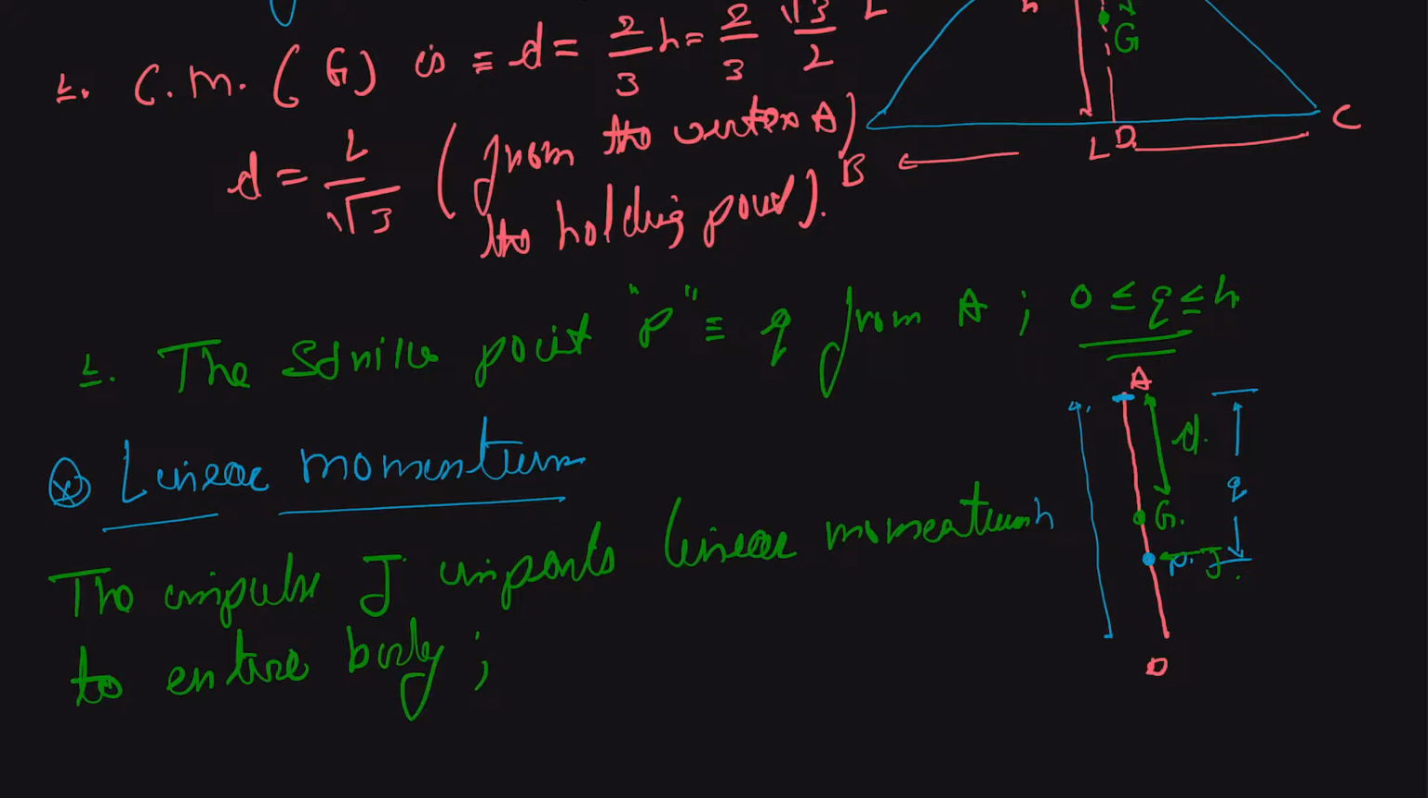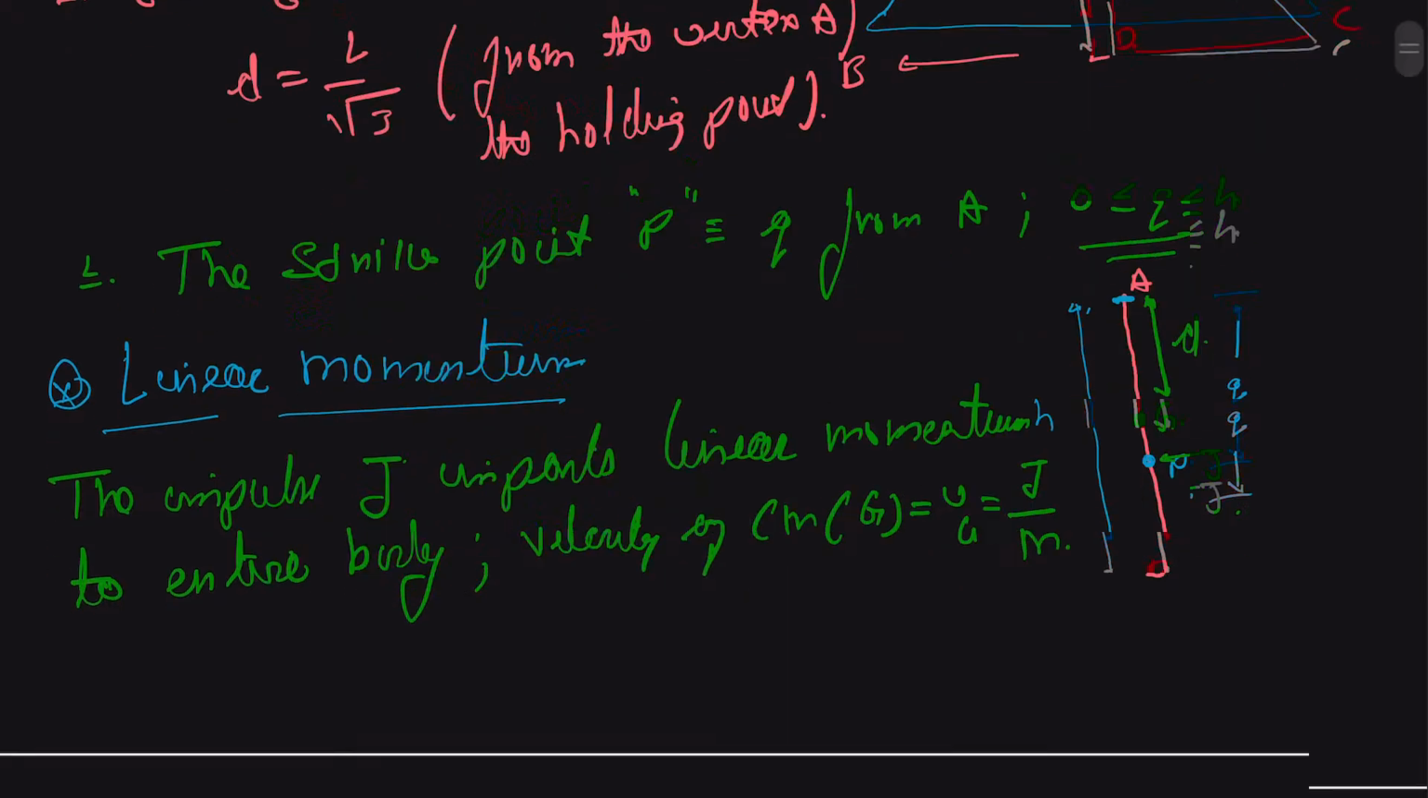Therefore, from here we can find out the velocity of our center of mass, that is our G. So we can say the velocity of the center of mass, denoted g, that v of g, will be equal to J upon the mass m. And now we'll try to calculate the angular momentum about g.